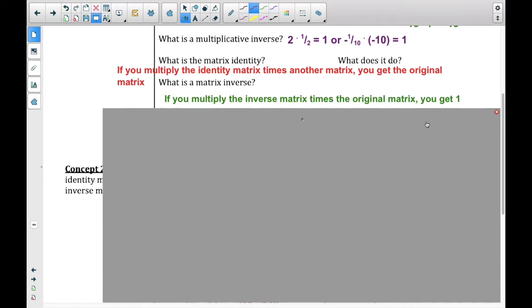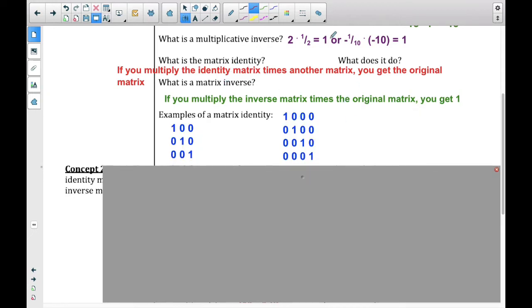Well, how do you find the inverse matrix? We're going to talk about that. We're going to talk about how to find the identity matrix as well. Some examples of the identity matrix: the identity matrix is basically any matrix which has 1s that go from the upper left corner to the lower right corner. So you have zeros all throughout, except there's a 1 going down from the upper left down to the lower right. That's a 3 by 3.